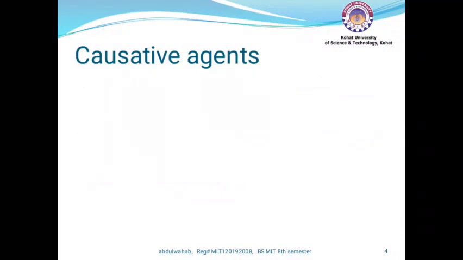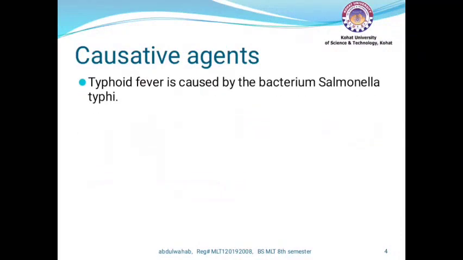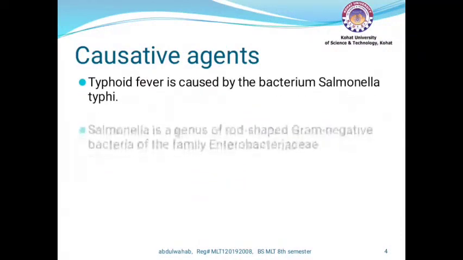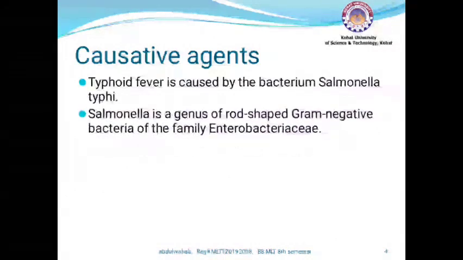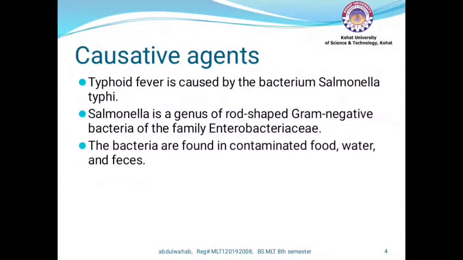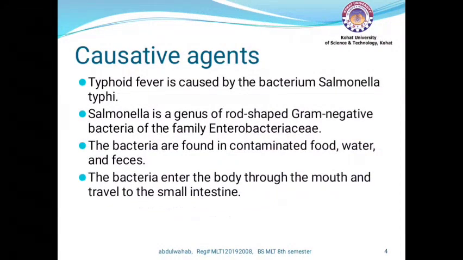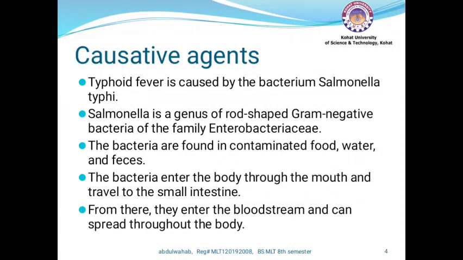Causative agents. Typhoid fever is caused by the bacterium Salmonella typhi. It belongs to the Enterobacteriaceae family. Salmonella is a genus of rod-shaped gram-negative bacteria. The bacteria are found in contaminated food, water, and feces. The bacteria enter the body through the mouth and travel to the small intestine. From there, they enter the bloodstream and can spread through the body.